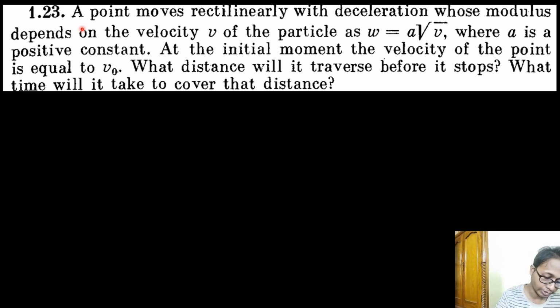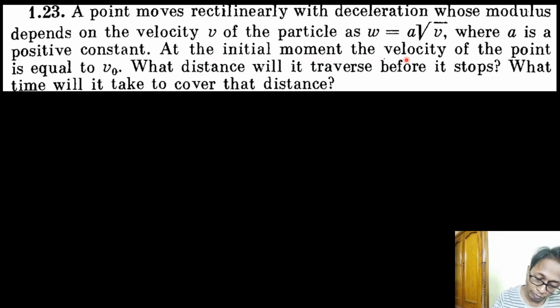So let's read this question. A point moves rectilinearly with deceleration whose modulus depends on velocity v of the particle as acceleration is equals to a root v. This w is nothing but acceleration in Irodov, and a is nothing but a constant, where v is the velocity, and a is a positive constant.